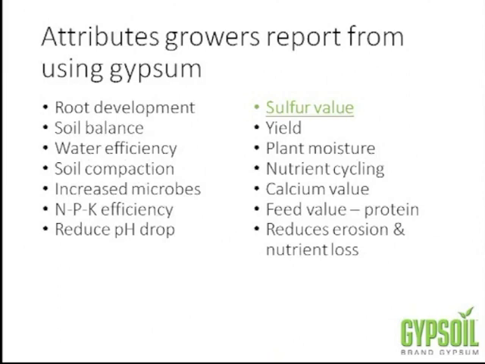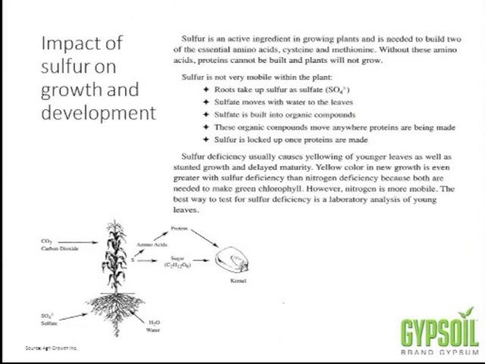When we look at sulfur, sulfur is a big component in crop growth, and we don't get the sulfur that we used to get. And I'll show a map here in a little bit, but sulfur is the active ingredient in growing plants. It's needed for the essential amino acids, the cysteine, the methionine, I guess how you say it. Without these amino acids, proteins can't be built, and your plants aren't going to grow.